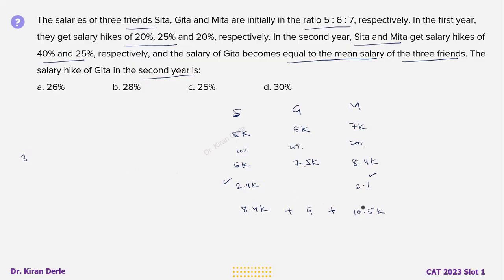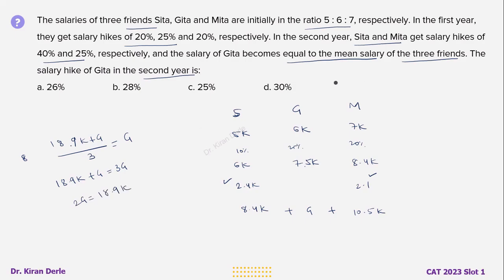So 8.4 plus 10.5 is what? This is, let's say, I'll do it here, 18.9k plus the value of G, upon 3, right, upon 3. This is the average or mean of all 3 friends, because this is the total of 3 friends upon the number of people. This average is equal to the value of G. I hope you're understanding. Okay, so 18.9k plus G is equal to 3G, or 2G is equal to 18.9k.